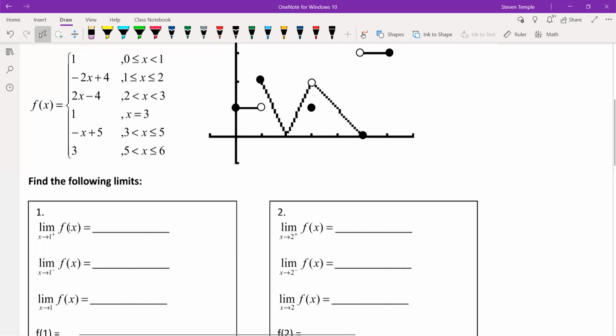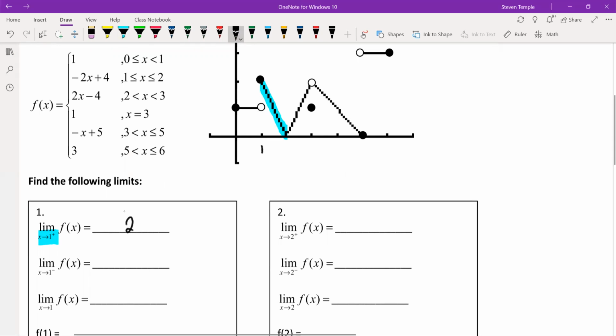So for number one, we have the limit as x approaches 1 from the right-hand side. This is a little plus sign. It means the right-hand side of 1. Here is x equal to 1. If I'm looking on the right side of 1, and as I approach 1 from the right, my y values are approaching, looks like a 2. So that's going to be a 2 right here.